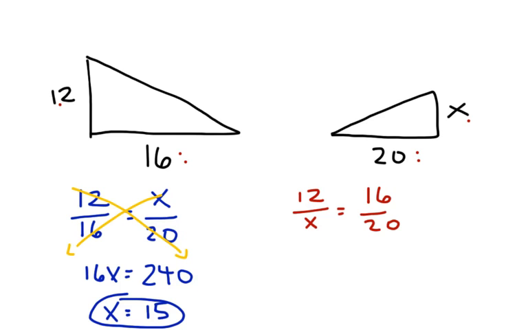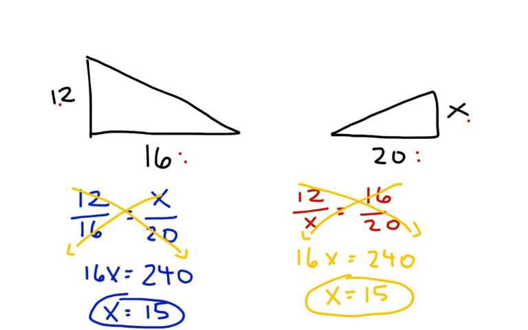Well, let's see how that shakes out. When we go through and cross multiply, we're going to get 16x is 240, and what do you know, look at that, I still end up with that same answer of x equals 15.